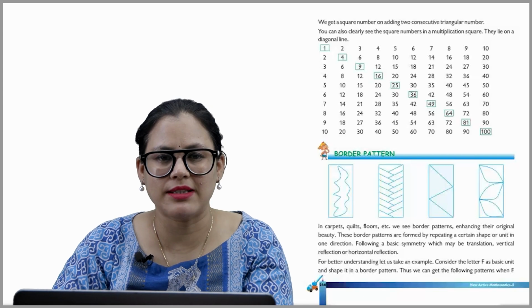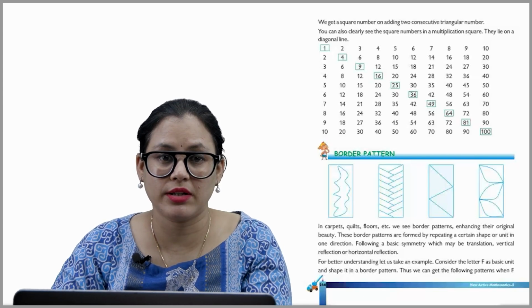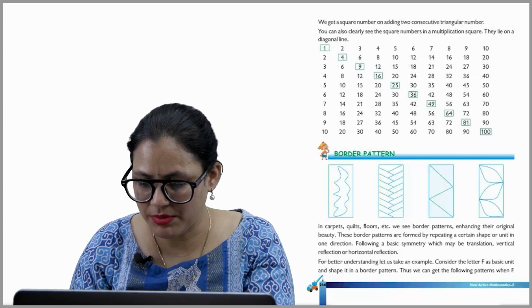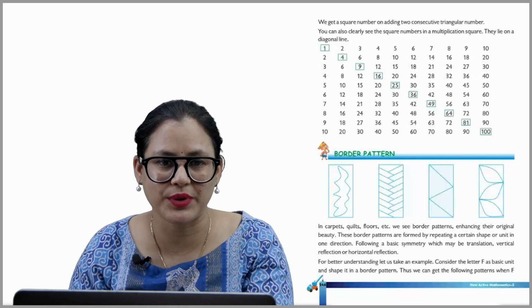You can also clearly see the square numbers in a multiplication square. They lie on the diagonal line. See, these are the multiplication square numbers, okay.